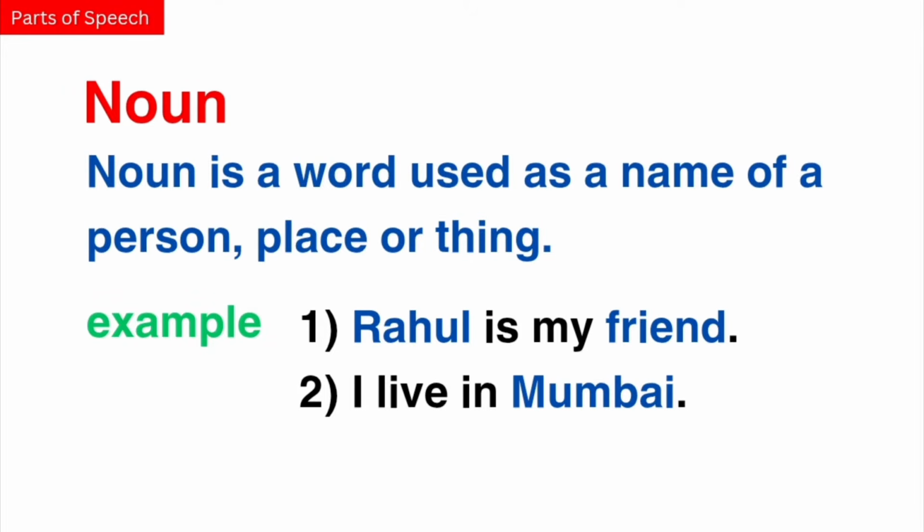Example: 1. Rahul is my friend. Here, Rahul is a noun. It is the name of a specific person. Friend is also a noun. It's a common noun. It refers to a general category of people rather than an individual. 2. I live in Mumbai. Here, Mumbai is a noun. It refers to a name of a place.